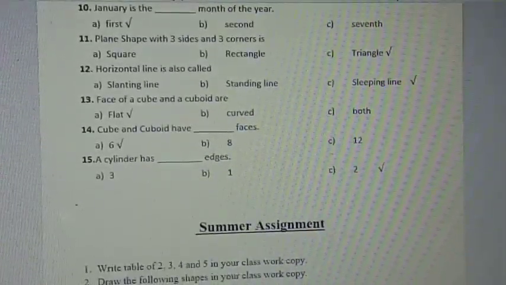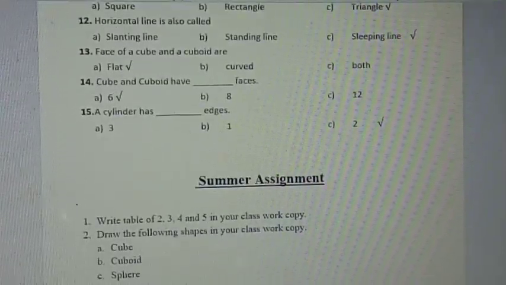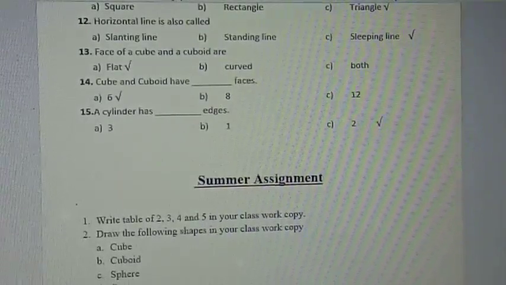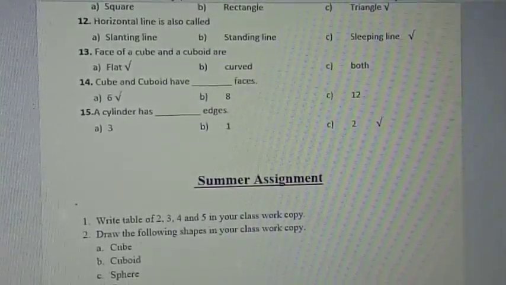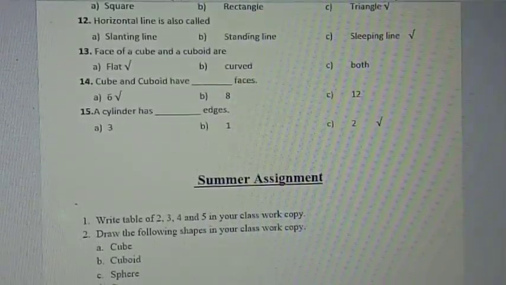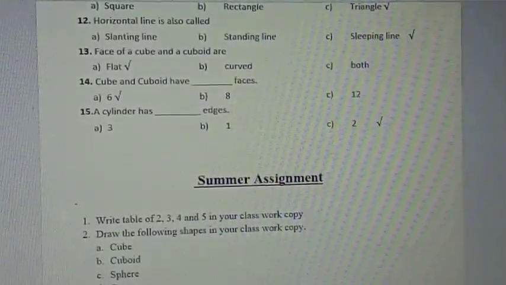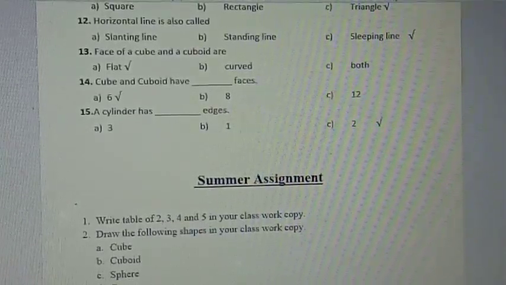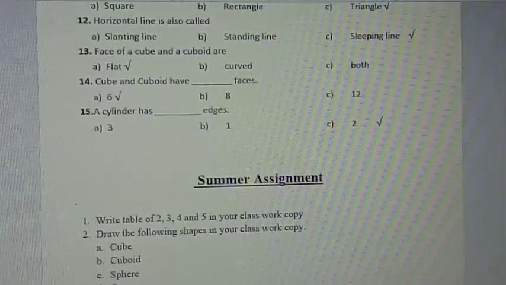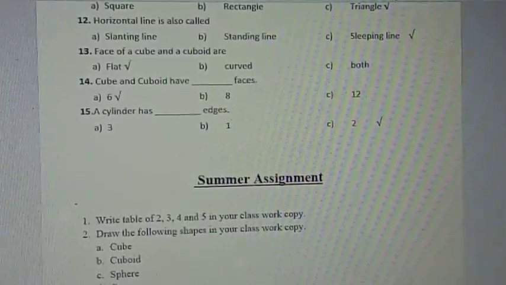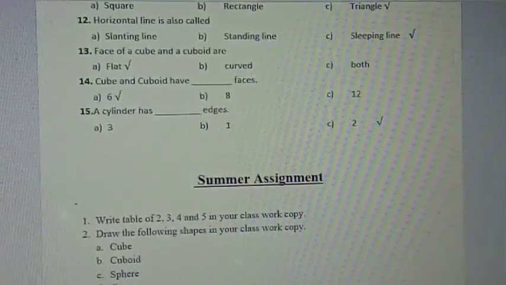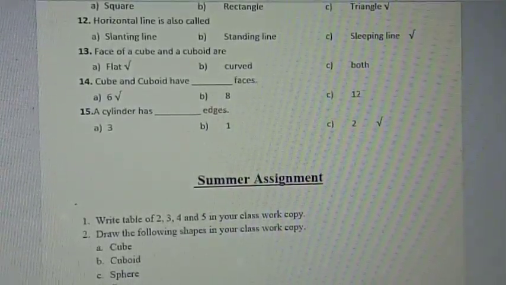And after completing all this work, you have to do your summer assignment. Okay, first question is write table of 2, 3, 4 and 5 in your classwork copy. Write 2 tables on one page. Table of 2 and 3 write on one page, and table of 4 and 5 on next page. Okay, and question number 2 again is you have to draw the shapes. These are all solid shapes you have to draw in your copy. Here you can color these shapes also.